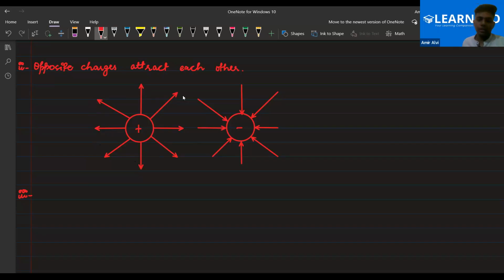Okay, that's great. So this is how opposite charges attract and similar charges repel each other. Am I clear to all of you? Yes. Any doubt to anyone?